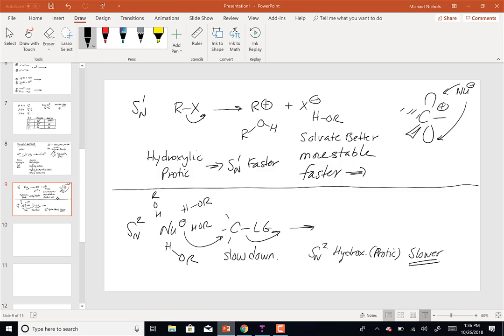So if we have a reaction and we want to know if it's SN1 or SN2, the first thing we could do is change the nucleophile concentration. When you change the nucleophile concentration, that only affects what mechanism? SN2. It doesn't affect SN1.